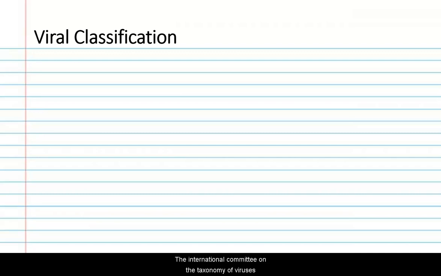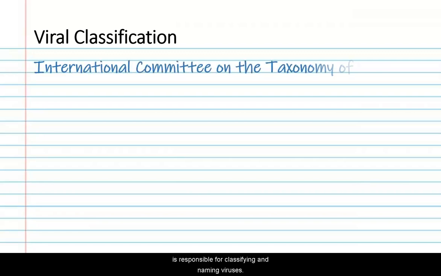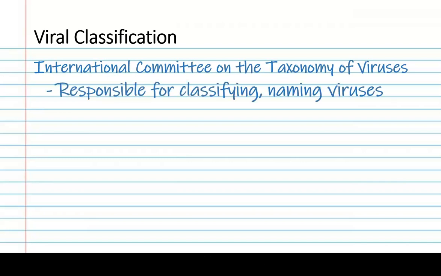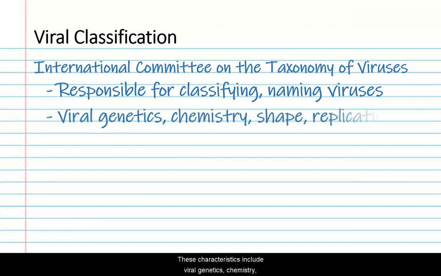The International Committee on the Taxonomy of Viruses is responsible for classifying and naming viruses. Traditionally, a variety of characteristics were used to place viruses in different groups or families. These characteristics included viral genetics, chemistry, shape, replication process, and the type of host that was infected.